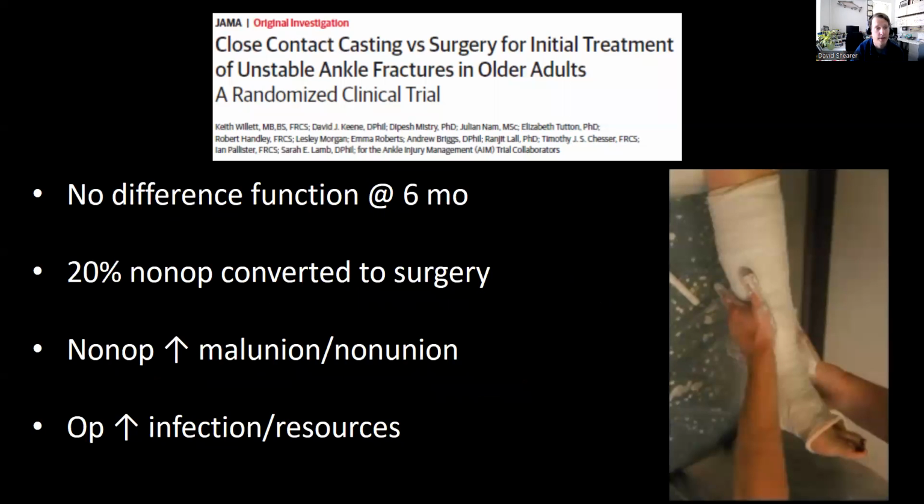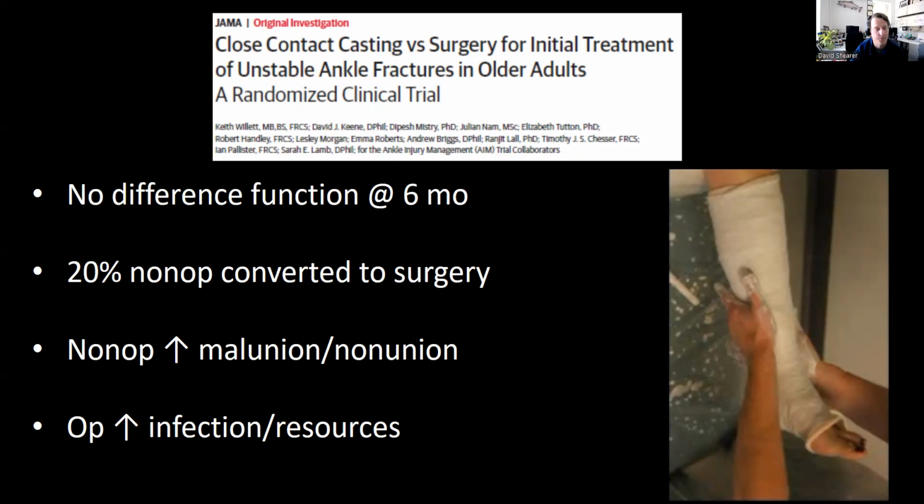And what did they find? They actually found no difference at 6 months in terms of functional outcome surveys. But I think it's important to note about 20% of the patients randomized to non-operative treatment actually converted to surgery. Some converted immediately because they didn't want non-operative treatment, and others converted later due to loss of reduction. Ultimately, when you look a little deeper in their results, non-operative treatment had higher rates of malunion and non-union, not surprisingly, whereas operative treatment had higher rates of infection and required more operative time and more resources.